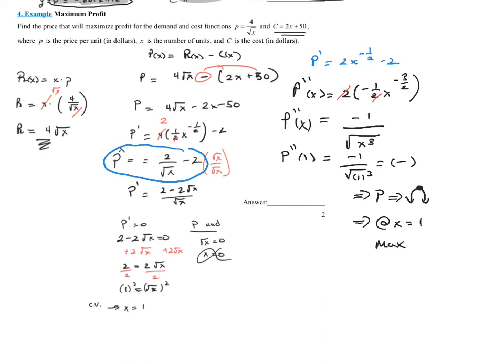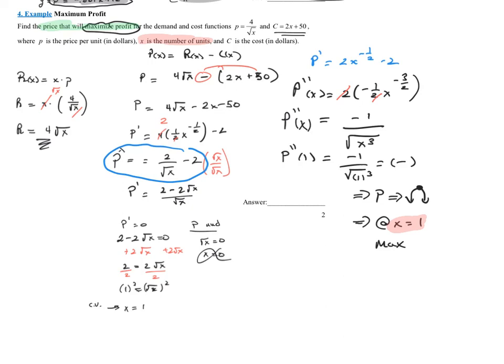I wanted to know what would maximize my profit, but I need to be really careful here. I got x equals 1. Let's think about what x stood for. X here is the quantity or the number of units, but it says find the price. The actual problem wanted the price that will maximize profit, not the number of units. So it wants the price that we have to charge.